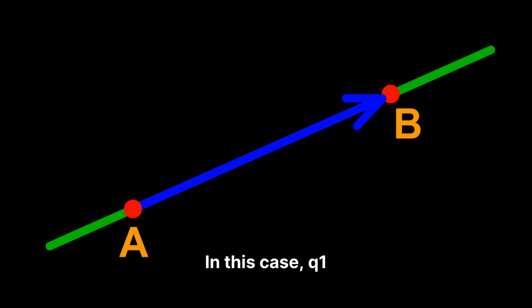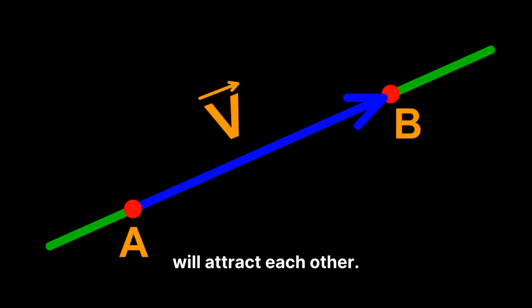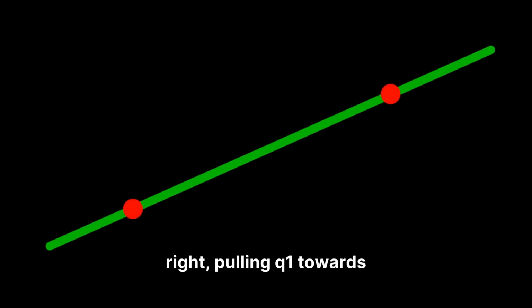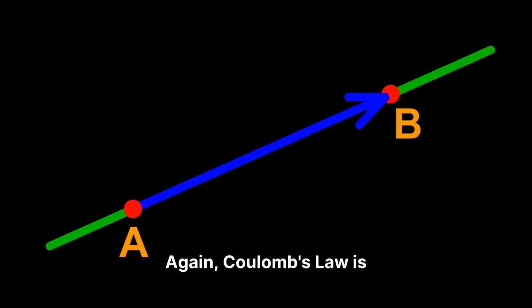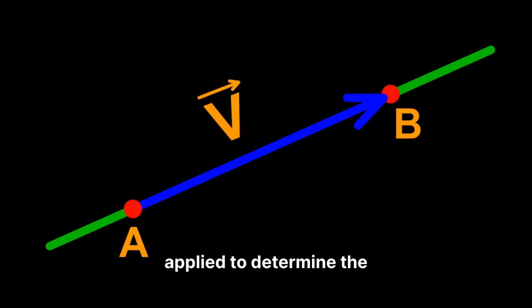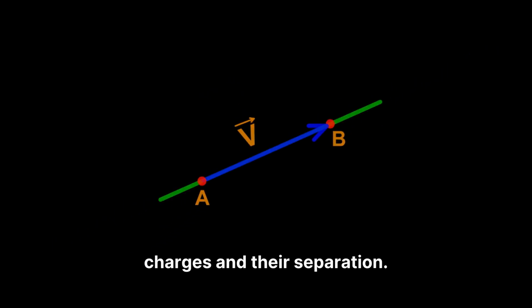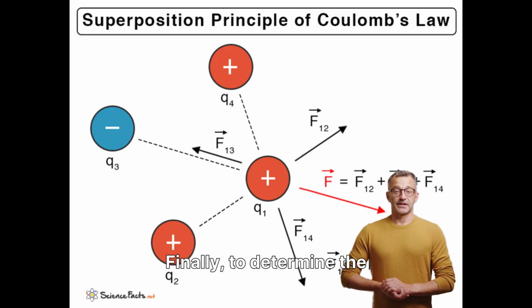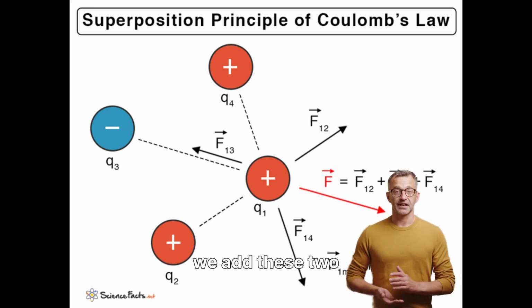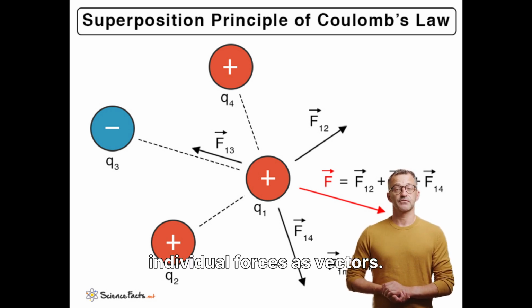Next, we compute the force from Q3 on Q1. In this case, Q1 is positive and Q3 is negative, meaning they will attract each other. Consequently, the force from Q3 on Q1 will be directed to the right, pulling Q1 towards Q3. Again, Coulomb's law is applied to determine the magnitude of this attractive force, taking into account the values of the charges and their separation.